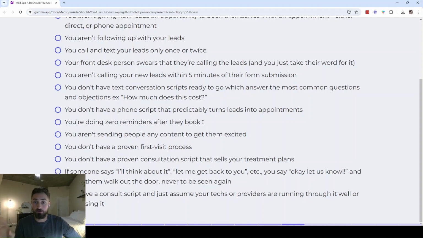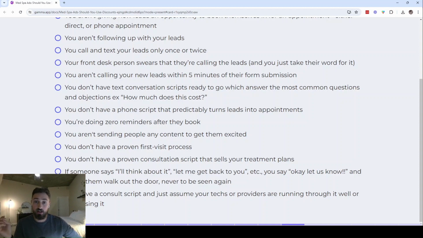You're doing absolutely zero reminders after people book, so they don't show up to their appointment. You aren't sending people any content that actually gets them excited for the appointment. You don't have a proven first visit process, so that when someone comes in, you're basically just doing whatever they bought on the front end, and then you're saying, hey, we have these amazing packages. Feel free to come back if you're interested, right?